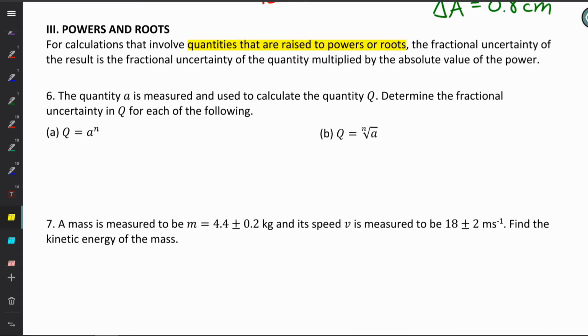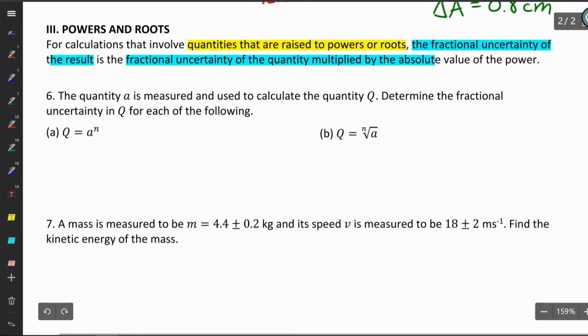The way you do it is you say the fractional uncertainty of the result. So once again, it's telling us the fractional uncertainty of the result is the fractional uncertainty of the quantity multiplied by the absolute value of the power. Fractional uncertainty of the quantity multiplied by the absolute value of the power. Let's see what this looks like in practice.